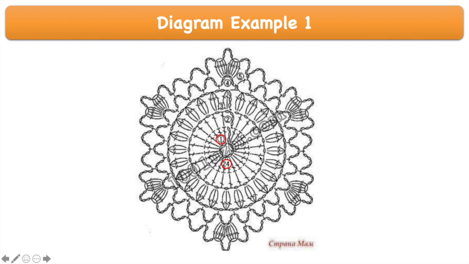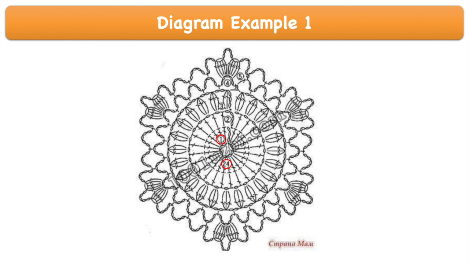Another thing I want to point out is these numbers that are in circles. I have them highlighted here in red. This number 1 and then this number 24. So this number 1 is indicating that this is the first round, and this number 24 is indicating how many stitches should be in this first round. So the first round should have 24 stitches. So this is round 2, then round 3, round 4, and round 5.